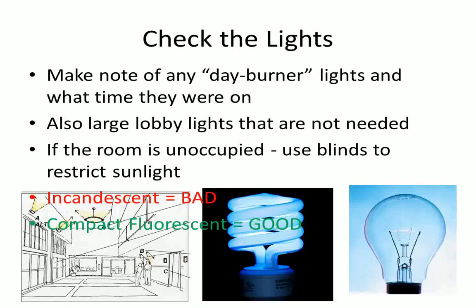Next on the list of energy users is the lights. If the sun is shining and the floodlights on the perimeter of your building are on, you have what they call day burners. These are lights that are on when they don't have to be. Day burners can be in areas where there's already plenty of sunlight, like lobbies or some offices.